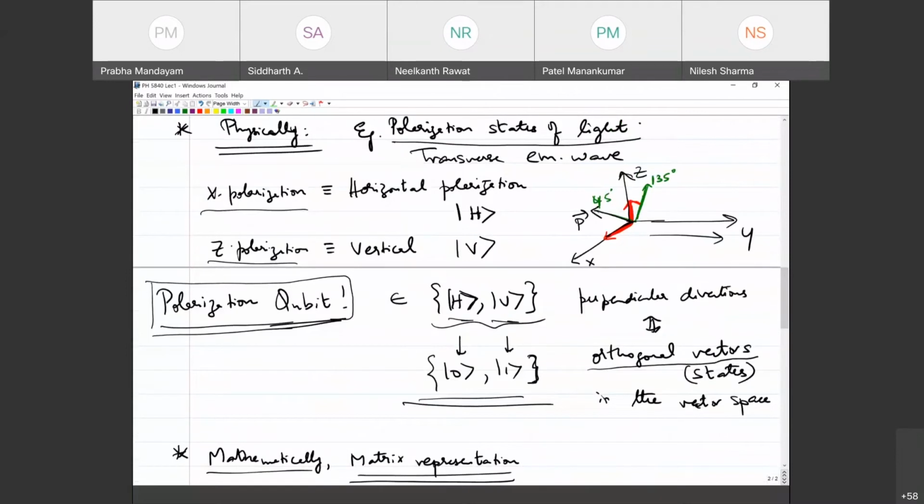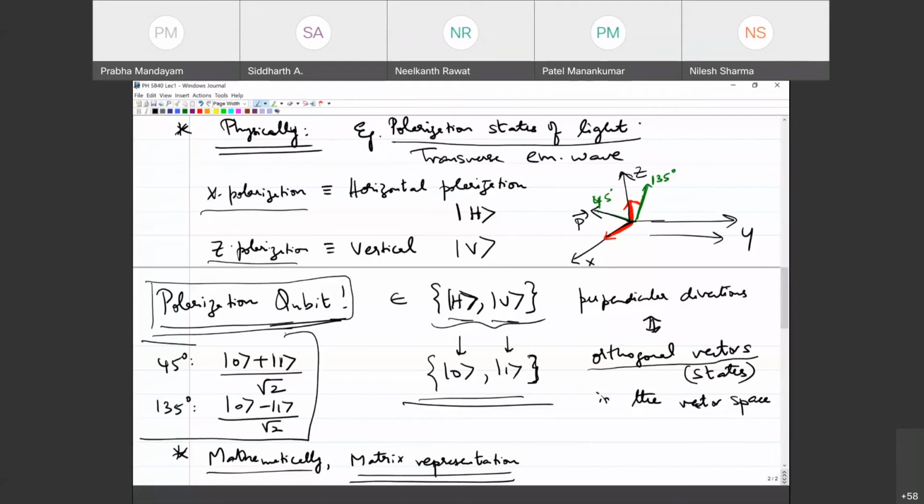So for example, the 45-135 that I described: the 45-degree polarization can simply be thought of as a combination of 0 and 1 with equal superposition coefficients, alpha and beta of 1 over root 2. Similarly, the 135 can be thought of as 0 minus 1 by root 2. So these are all real coefficients. Turns out that this was sufficient to demonstrate something called quantum key distribution.